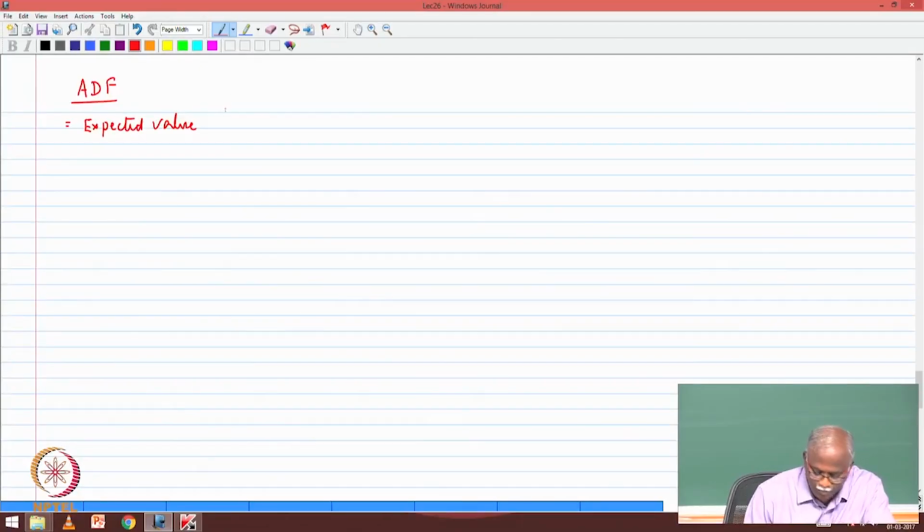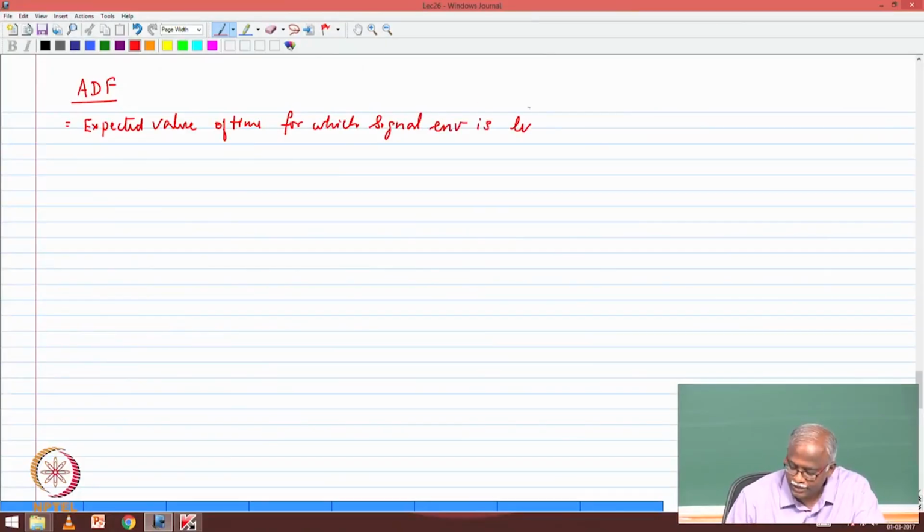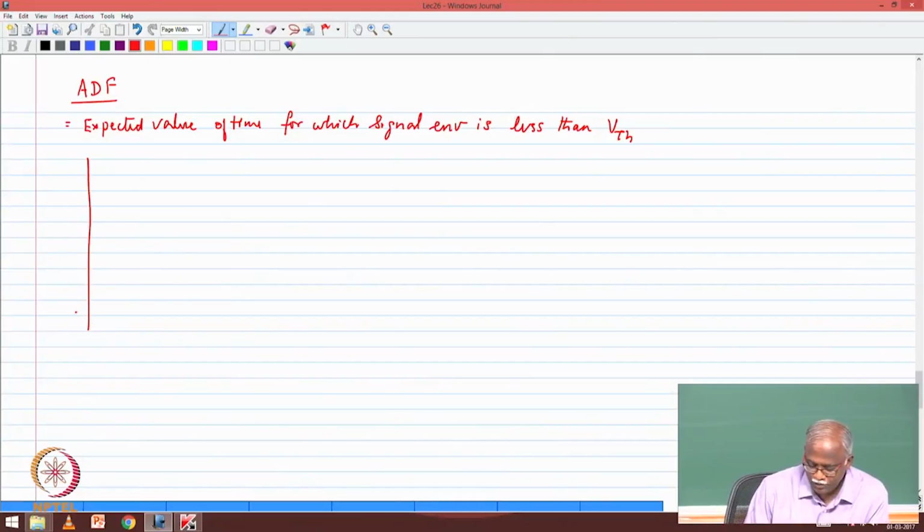So, the average duration of a fade is nothing but the expected value of time for which the signal envelope is below a specified threshold, less than VTH. So, that is my fade. How much time I am below that is going to determine the probability that I am in a fade. So, a picture is actually very, very helpful for this one.